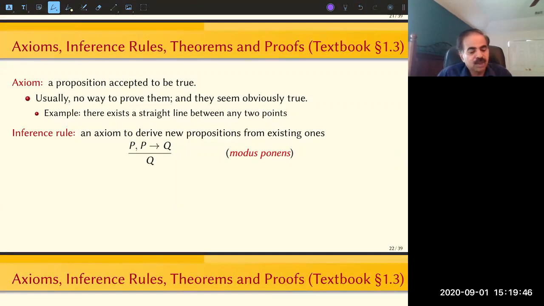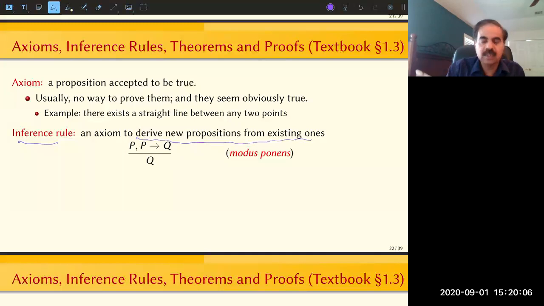So there are special types of axioms called inference rules, okay? Very often people don't call an inference rule an axiom, but they are kind of the same in the sense that they are, again, assumed to be true. The main difference is that an inference rule allows you to derive new propositions from existing ones, okay?